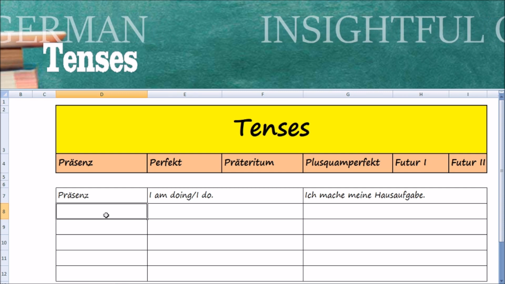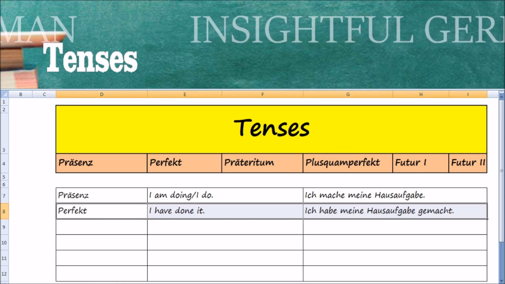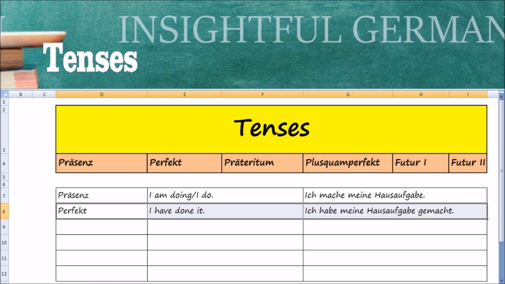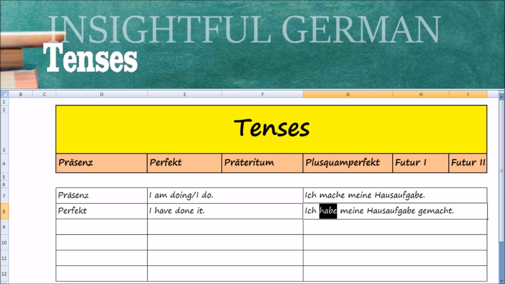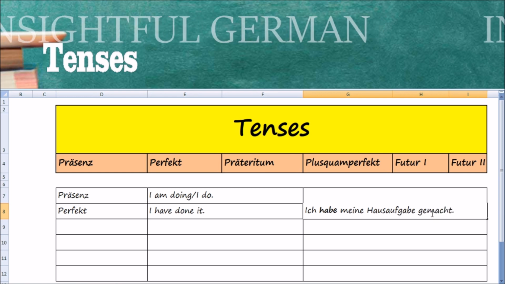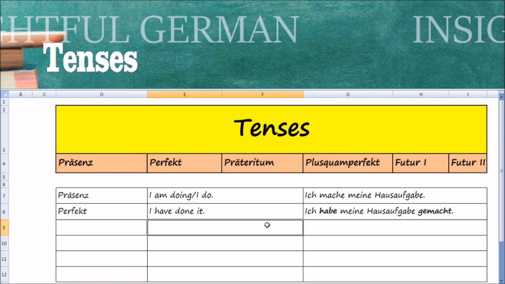Next we have perfect. I have done it. Ich habe meine Hausaufgabe gemacht. Here we have the helping verbs haben and sein. We will learn these helping verb concepts in my next session. Here we are talking about the tenses.